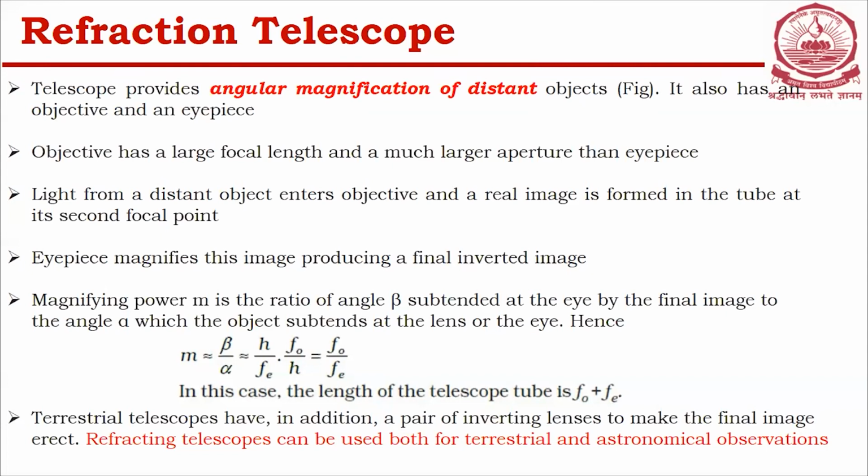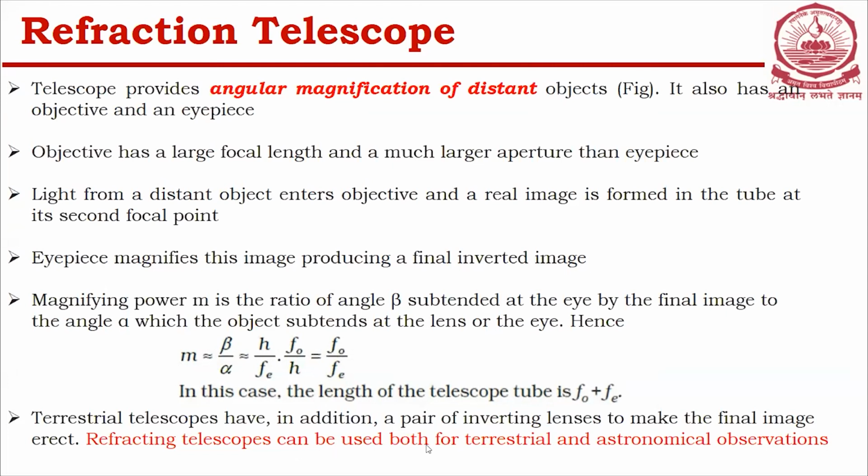So here the magnifying power is the angle beta subtended at the eye by the final image to the angle alpha, which the object subtends at the lens or the eye. So m is equal to beta by alpha. Okay, so it is h by fe into f naught by h. So this is nothing but the simple relation for refracting type telescopes: f naught, the focal length of the objective, divided by fe, the focal length of the eyepiece. And the length of the telescope tube is f naught plus fe.